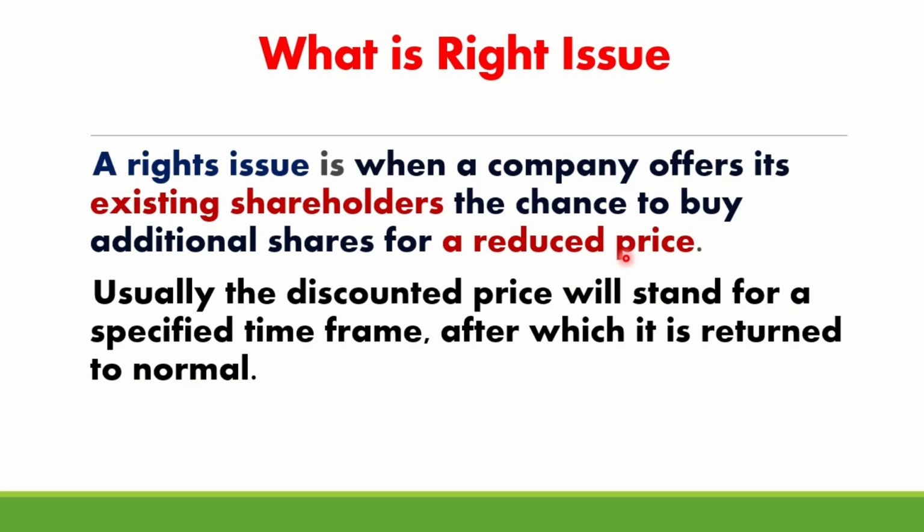For example, in the market it is trading at 40 rupees or 50 rupees, but in the rights issue you will get the same share for 10 rupees or 5 rupees, like that. The price will be fixed by the company. Usually the discounted price will stand for a specified time frame, after which it returns to normal. So until the rights issue closes you will get those shares at the specified price. After that the price will be normal.